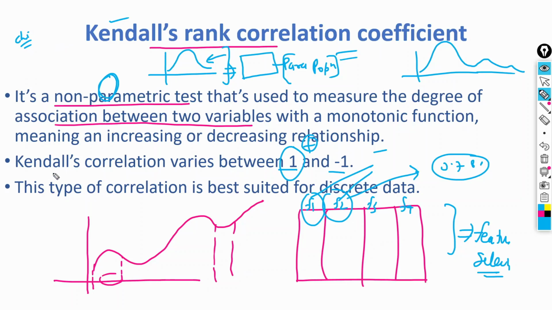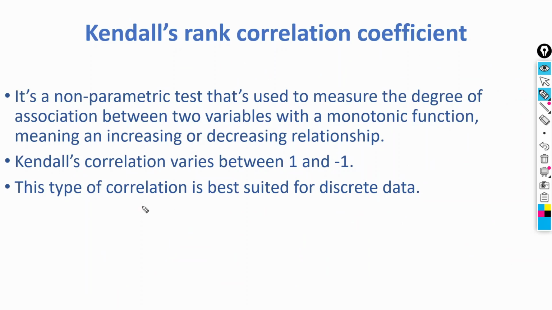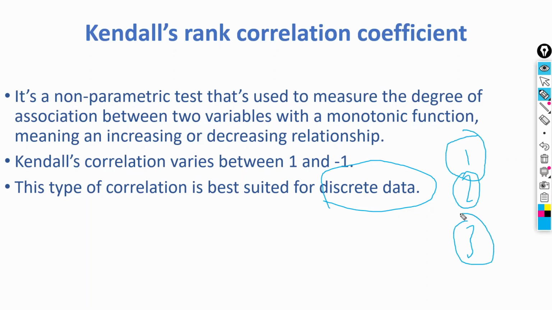Now come to our main topic, Kendall rank correlation. Here we have discussed it varies between 1 to -1. It is best suited for discrete data. If our data set is discrete, like 1, 2, 3, where we have an exact value. Like if we talk about how many men are inside the room, you will say 2, 3, 4. You will not say 2.5 or 2.6. You will tell me the exact numbers.